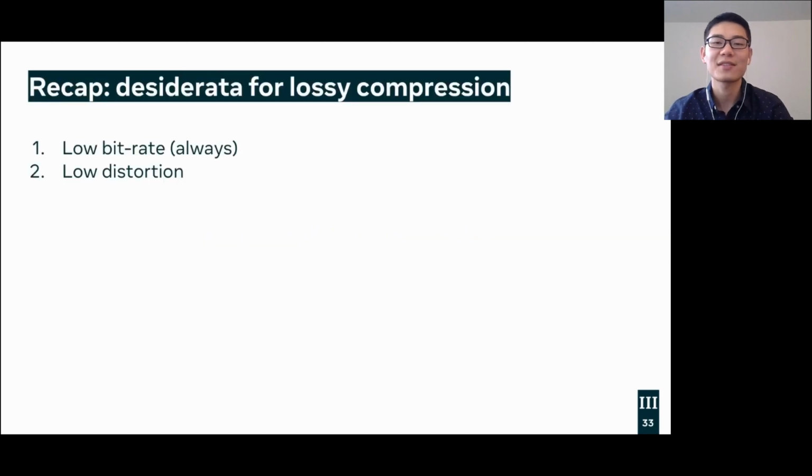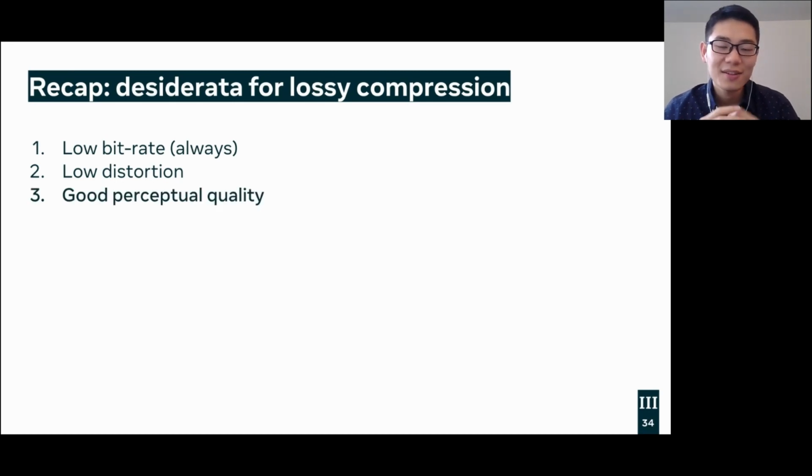To recap, our criteria for lossy compression so far have been rate and distortion. And now let's add perceptual quality to the list. And this is a relatively new frontier, and where neurocodecs can be expected to really have an advantage over the traditional ones.